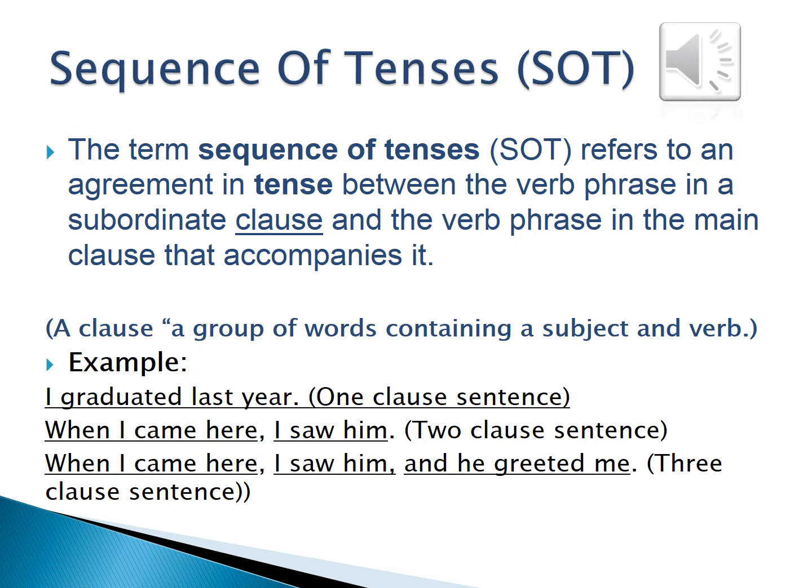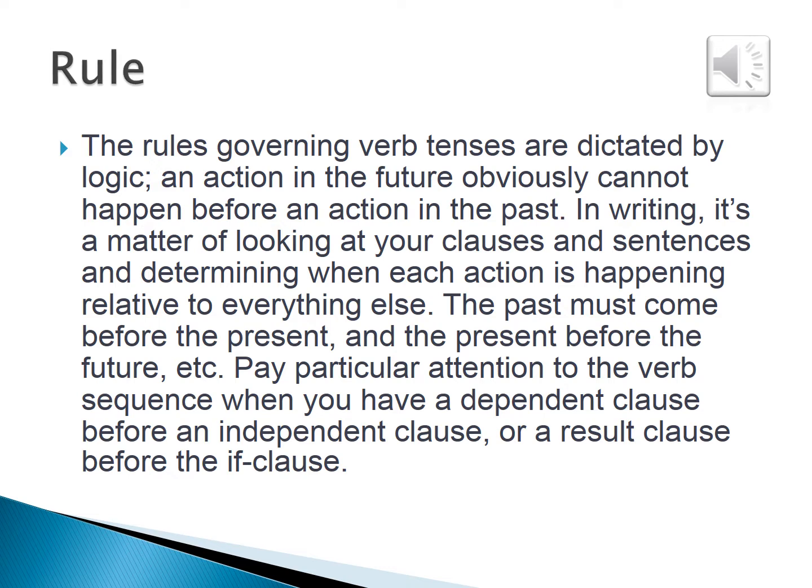So we need to determine the tense of the principal clause and modify the tense of the subordinate clause accordingly, as there should be a relative coherence of time. If there is no coherence of time in the two clauses, then the sentence will be incorrect. To maintain the sequence of tense, we should maintain some rules. These rules are dictated by logic.